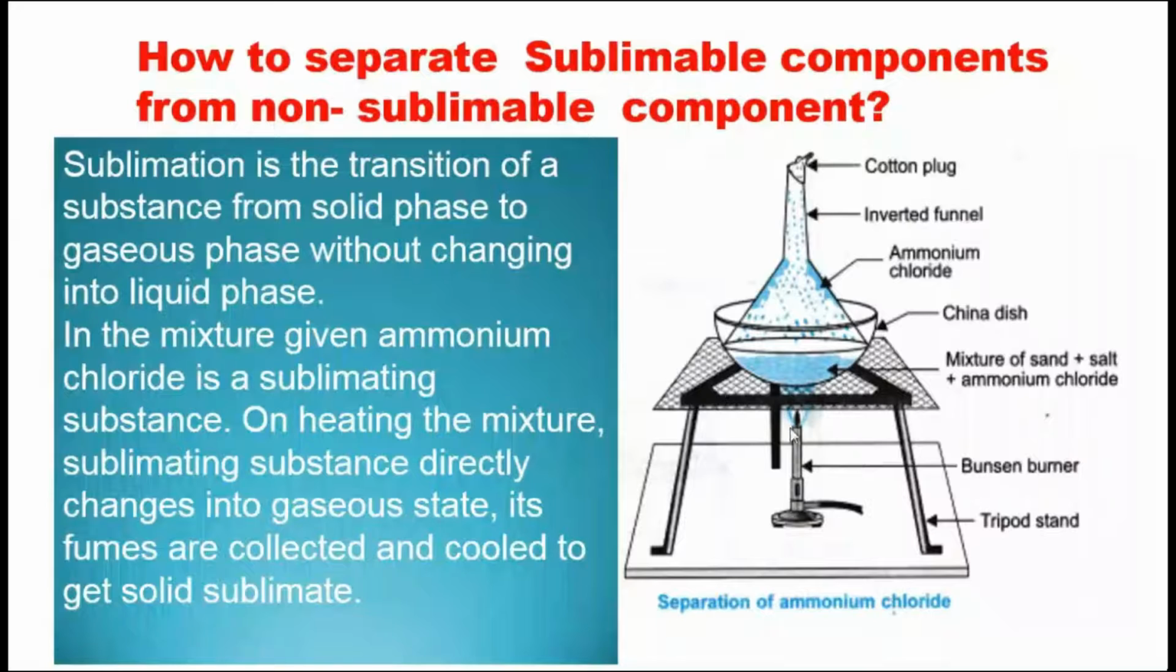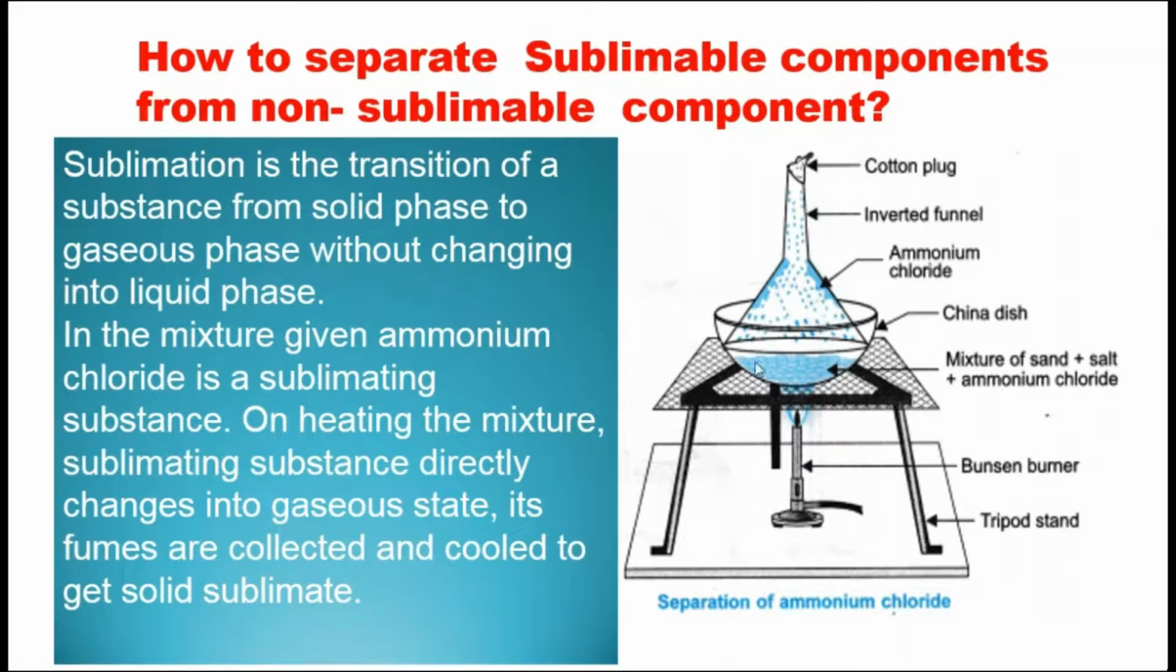Now let's see how to perform this experiment to understand this concept. We have to take a mixture of sand, salt and ammonium chloride. Here ammonium chloride is a sublimable component, whereas the sand and the salt are non-sublimable components. इन तीनों को हम separate कैसे करेंगे?